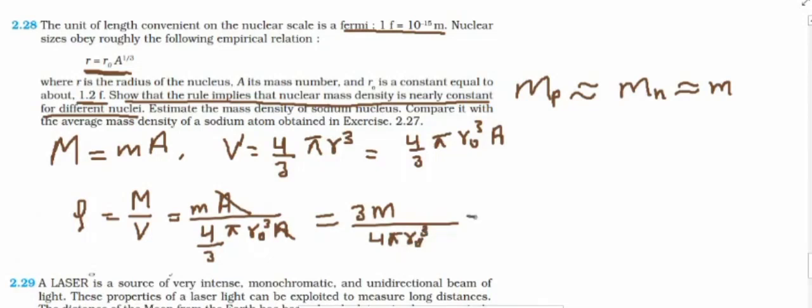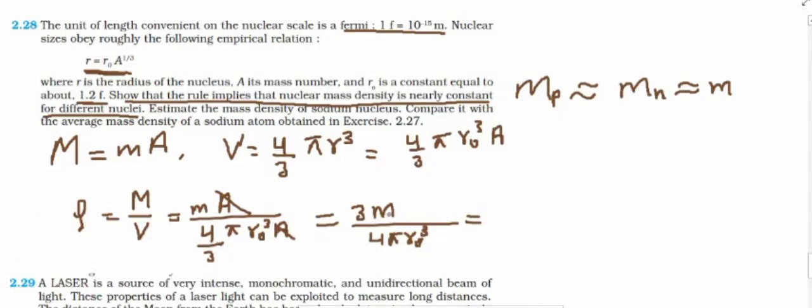There is nothing related to atomic number or mass number. Here m is the mass of a nucleon, which is a constant. R naught is a constant, 1.2 Fermi. Therefore, we can say density is a constant irrespective of the atom. If there were any variation related to the atom, it would be indicated by the presence of atomic number or mass number in the formula, but it is not there. All these quantities are constants.